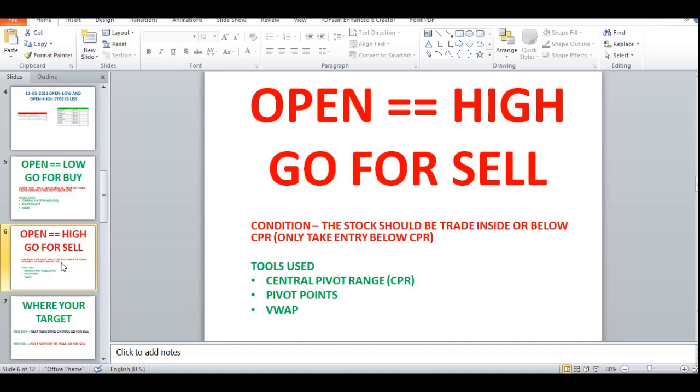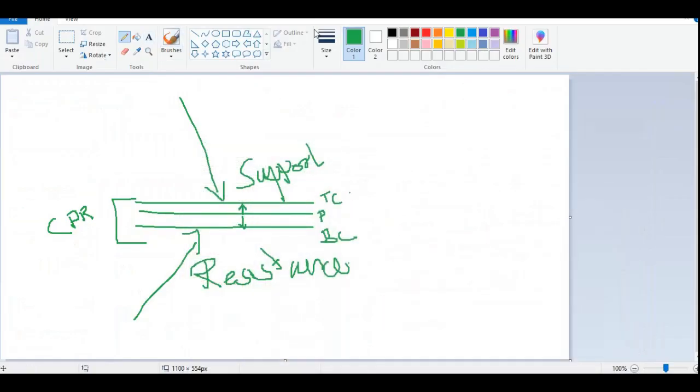Similarly, open is equal to high: go for sell, exactly the opposite of open is equal to low. If open is equal to high, we go for a sell. Tools used are CPR, pivots, VWAP. The condition: the stock should trade inside or below CPR. We can take entry only below CPR.